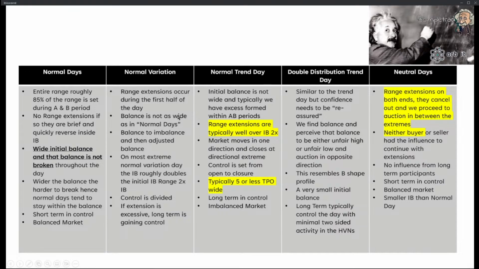It's important to know, right? When you have an IB, where do you expect the trend day to go? Typically, you want it to be over the 2x, potentially leading to 3x. Normal variation does not go above the 2x, right? Normal days stay within the balance, right? You typically don't have extensions in normal days.